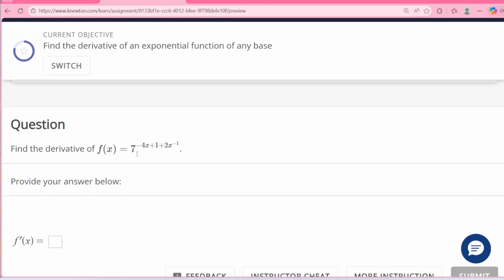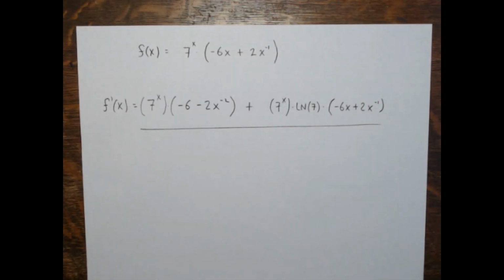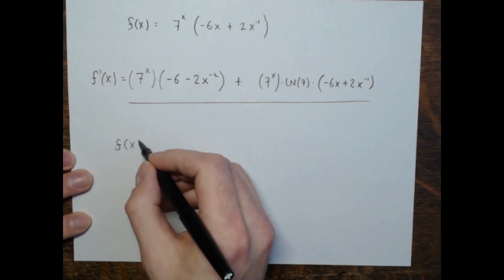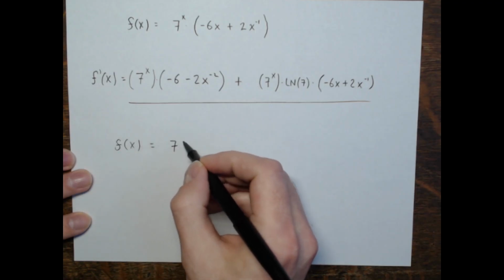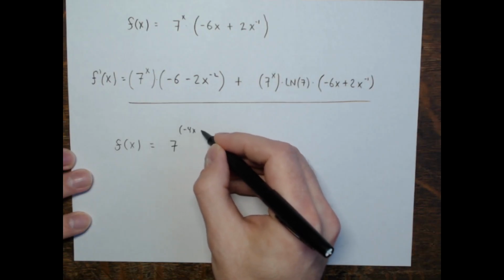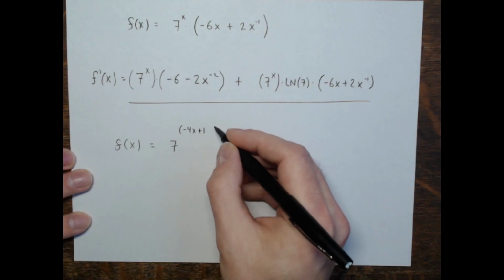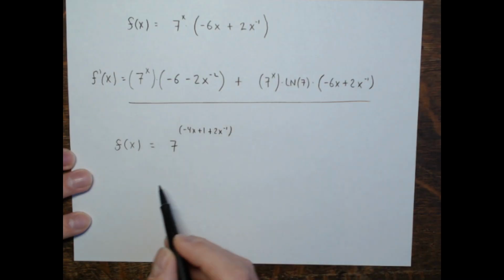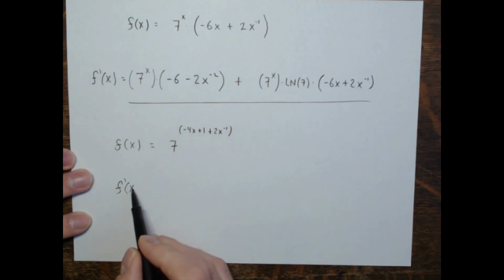All right, so here's another one where it's exponential, but again, it's not just 7 to the x. It's 7 raised to some function of x, right? So I got to use the chain rule here. So I'll just keep this same page. So here's f. It's 7 to this expression up here, -4x plus 1 plus 2 times x to the -1 power.